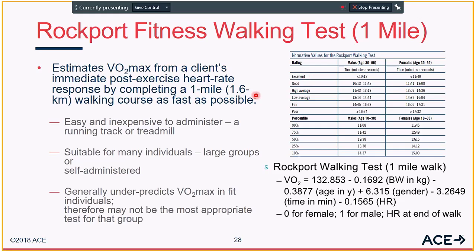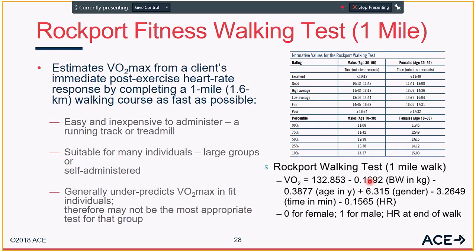So if you have a client that is new to exercise and is only able to walk, and they are able to walk efficiently, you can have them do this test. For this, you have your client walk a mile as fast as they can, and then you record their time and heart rate, and you just plug it into this really long equation here. You do their body weight in kilos. Gender, you put 0 for females, 1 for males. And it spits out that VO2 number.